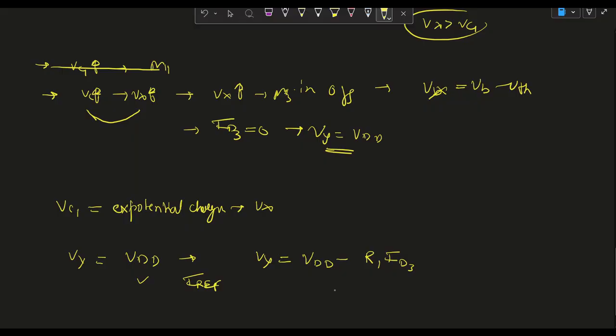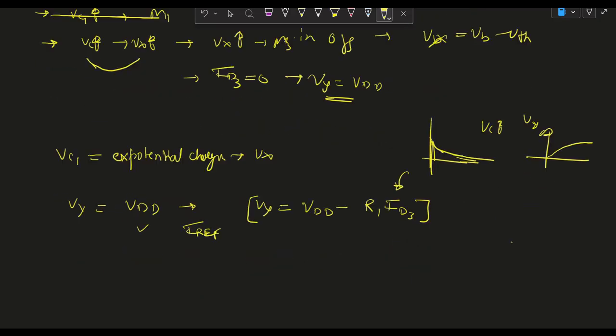So I am writing ID3. And ID3 is also decreasing, which is an exponential decrease. First the current is this, and it will start decreasing as VC1 is increasing. So it is like an exponential decrease. So if ID3 is decreasing, then our Vy will increase. Vy will increase exponentially. Are you getting my point?